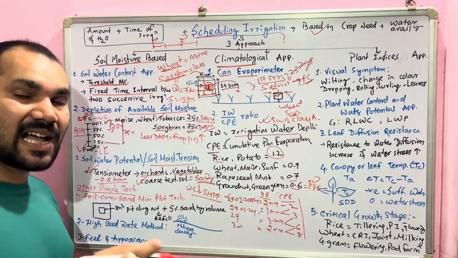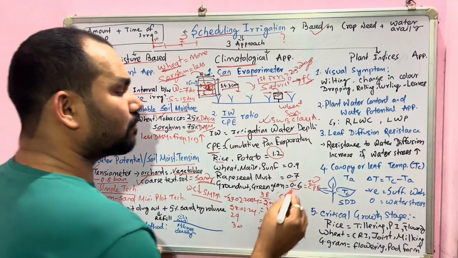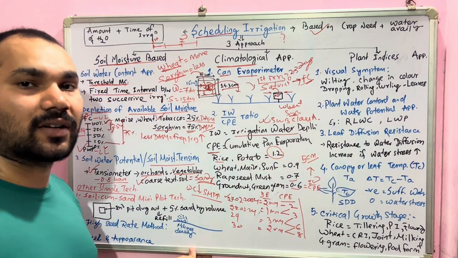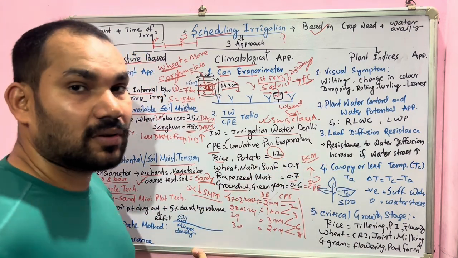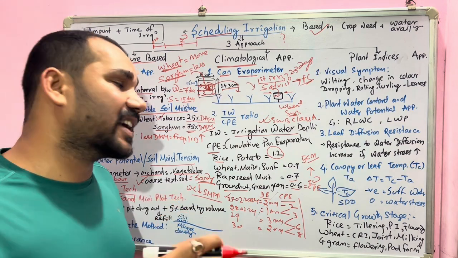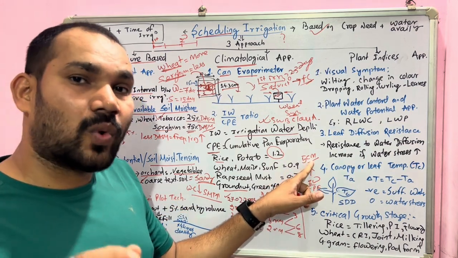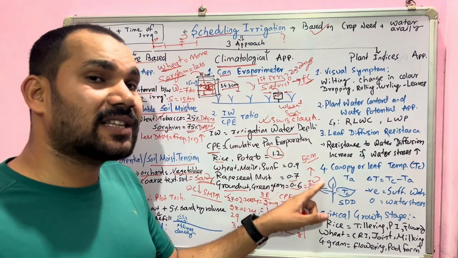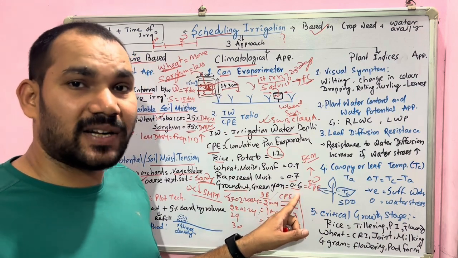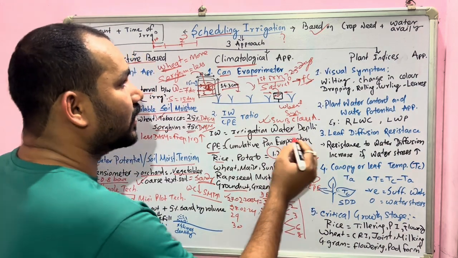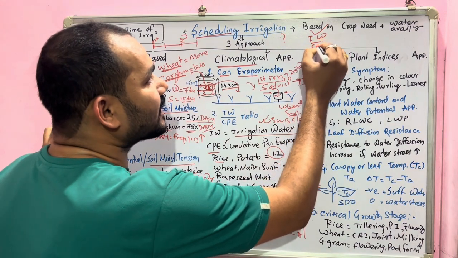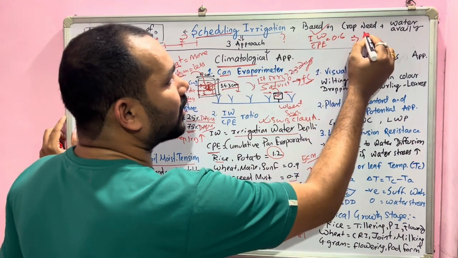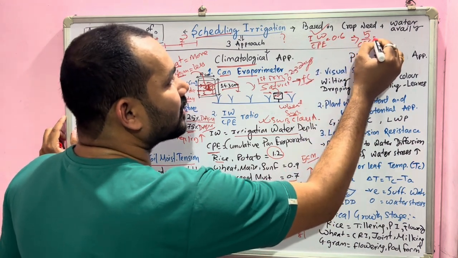Suppose today we have irrigated 5 centimeter of water to the groundnut crop. We have given 5 centimeter water depth. But you know that the IW by CPE ratio of groundnut is 0.6. If it is 0.6, you have to calculate here. Suppose IW by CPE for groundnut is 0.6. That implies you have applied 5 centimeter of water, and IW by CPE is equal to 0.6.